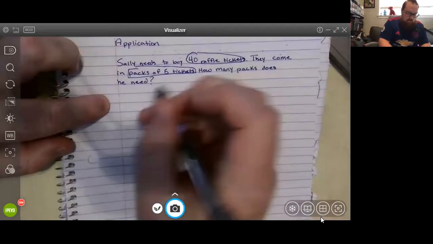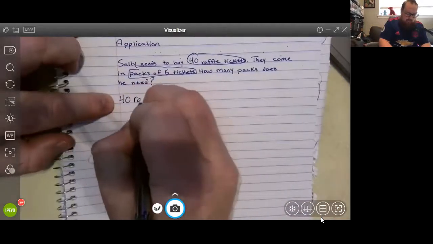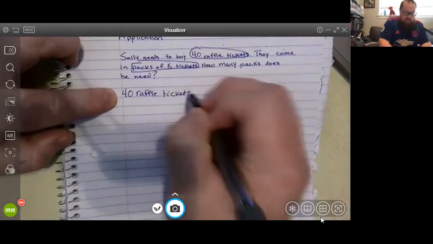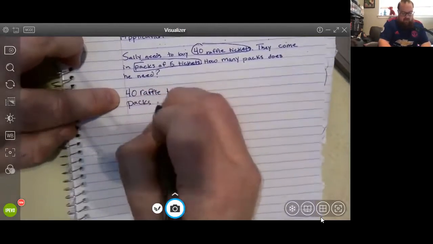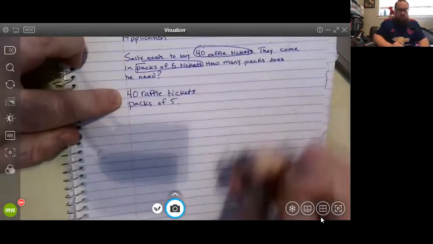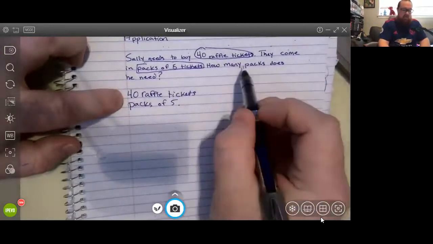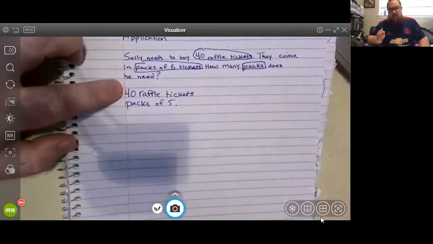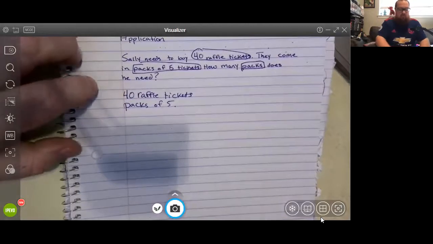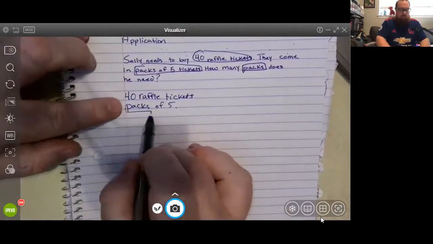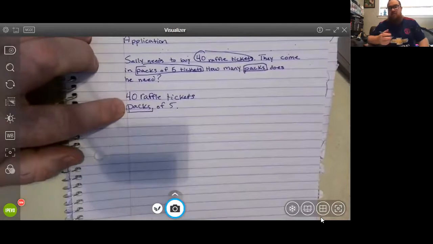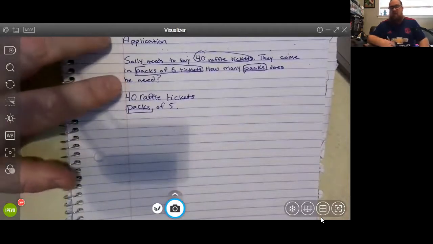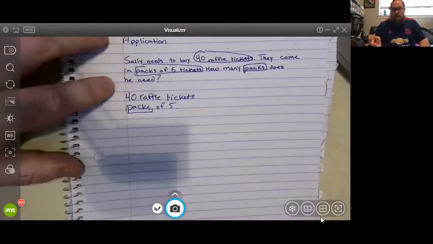So I have 40 raffle tickets. And I know they come in packs of 5. Now, my question says how many packs does he need? I'm looking for packs. I don't care about tickets. I care about packs. And if you ask your scholar what a pack is, we talked about how we can find packs of gum. They've seen packs of Coke. There are packs of paper. Packs are anything that contains multiple items in it.